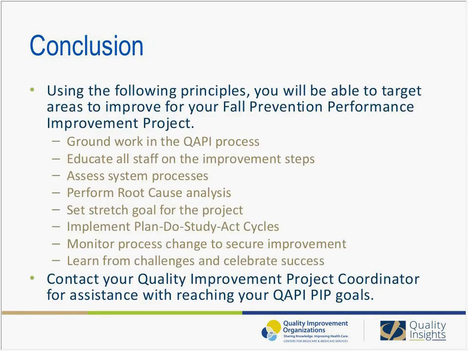So in conclusion, make sure you use these following principles to be able to target areas of improvement for fall prevention. Make sure that you ground all your work in the QAPI process. You educate all staff, not just team members, but all staff on the improvement steps. You're going to assess system processes. Remember, focus on the way you do business, your policies, your procedures, not just people. You're going to perform a root cause analysis, set that stretch goal for the project. Make sure your improvement follows that plan, do, study, act methodology.